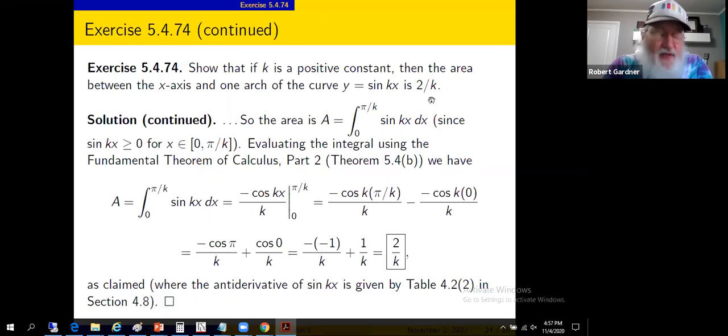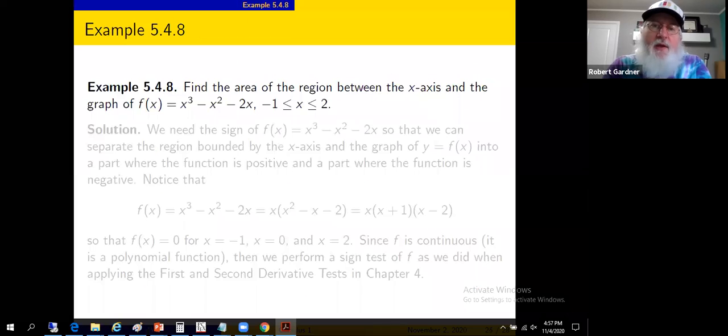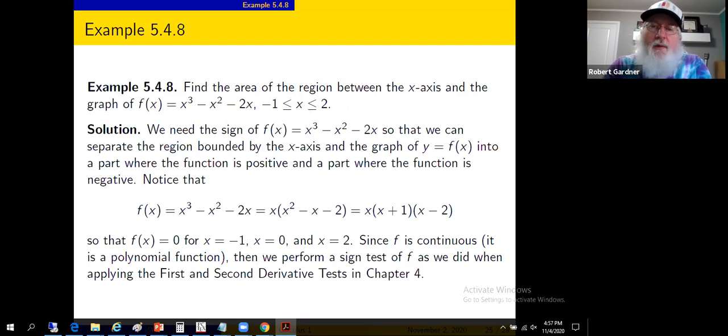So definite integrals represent areas. We can evaluate definite integrals using antiderivatives, fundamental theorem of calculus part 2, quite a useful thing. One more related to areas. Find the area between the x-axis and the graph of this function. Okay, well, this is going to be a little involved. They give us a picture that we'll look at, but let's go through and figure out what's going on.